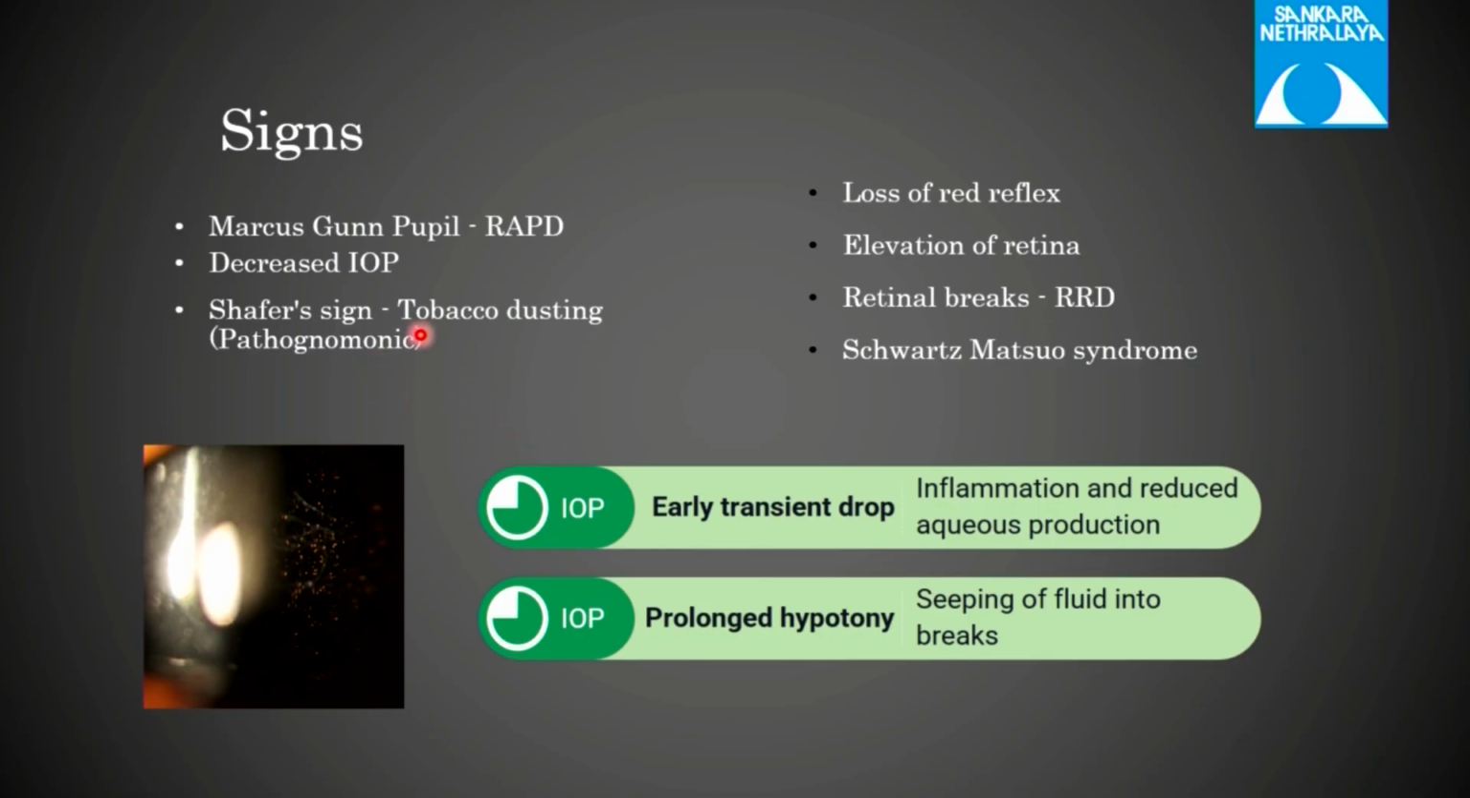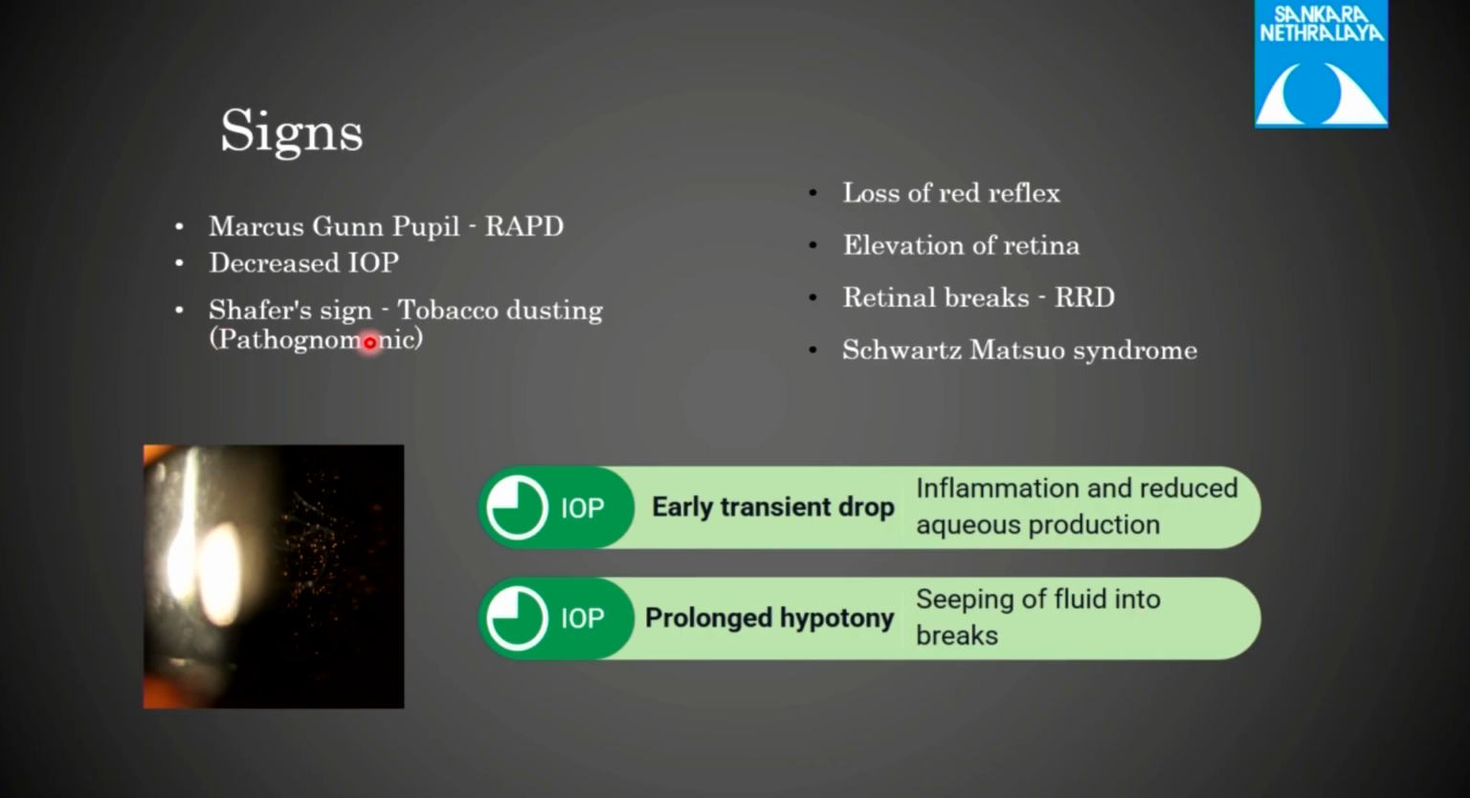And next one is the fall in the intraocular pressure. In the early stage, it is mainly due to the inflammation and reduction in the aqueous production, whereas prolonged hypotony, that is over a longer period, is because of the seeping of fluid into the breaks.